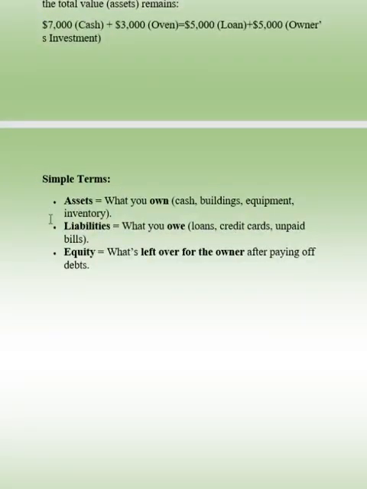Simple terms. Assets, what you own: cash, building, equipment, inventory, as I said before in the first video when I started. Liabilities, what you owe: loans, credit cards, unpaid bills. Equity, what's left over for the owner after paying off debts.